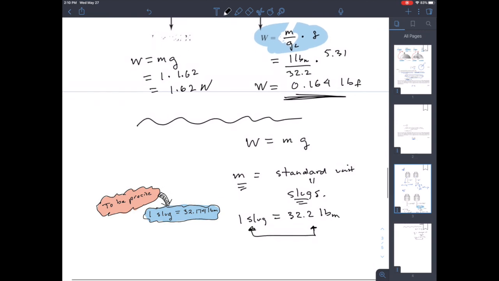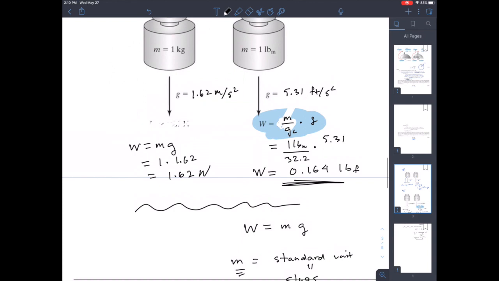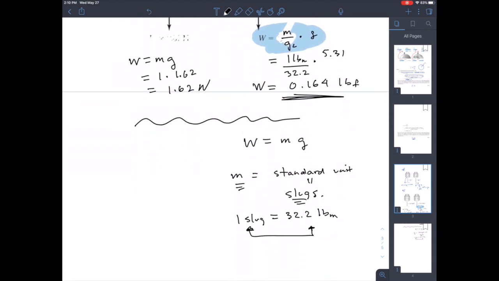So if I did that, I would take the 1 pound, I would divide by 32.2. Look, that's what I did right here. And then I'd multiply by gravity, and everything would take care of itself. I mentioned that because in my mind, it's harder to reconcile using two different formulas. In one case, I use m over gc times g. In one case, I used m times g. Why did I have to do different units or different formulas? And it all comes down to what is the standard unit. You need to make sure you use the standard unit when you plug into a formula.